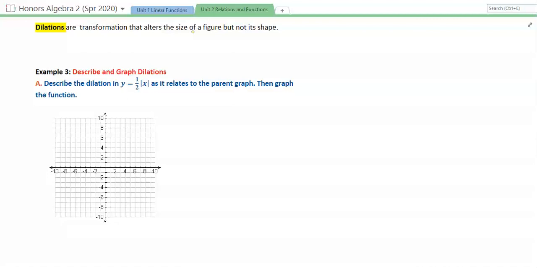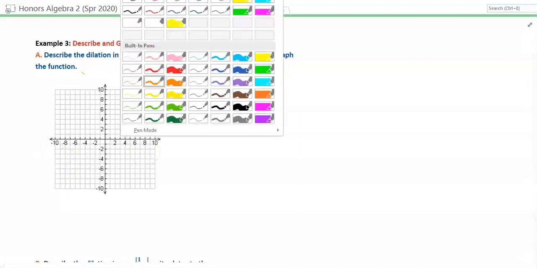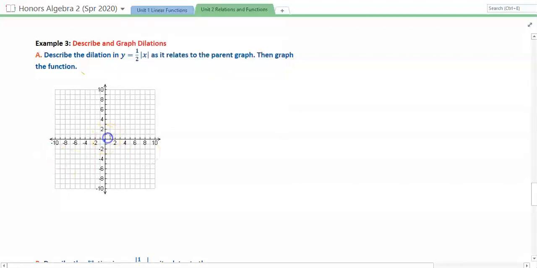And so as we look at some dilations here, looking at example A, y is equal to 1/2 the absolute value of x. And again, we want to graph and talk about the transformation. And so again, graph up your parent first. So let's see what happens with this parent. So 0, 0, 1, 1, going up this way. Again, we're dealing with an absolute value. And remember, their slopes will be positive 1 and negative 1 on their 2 sides for the original parent function.